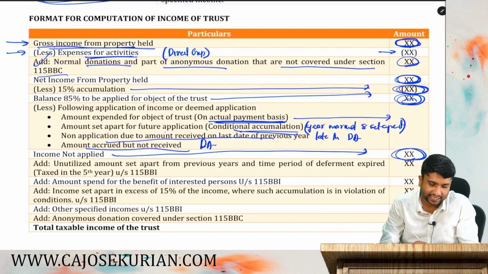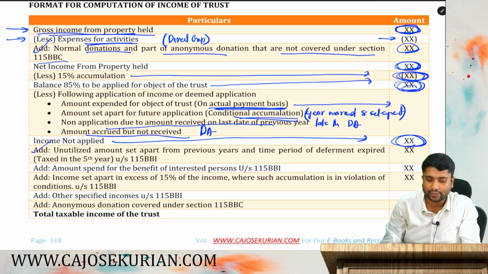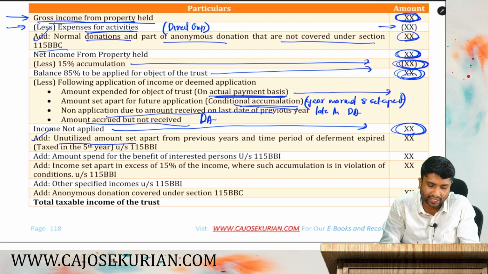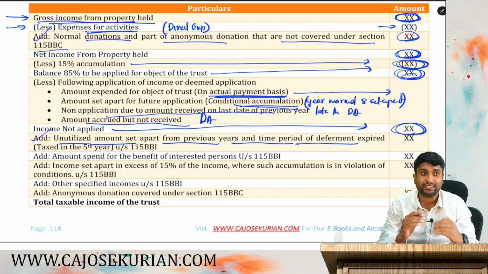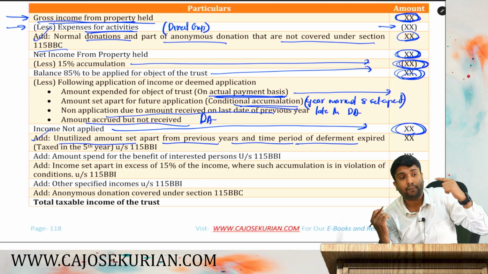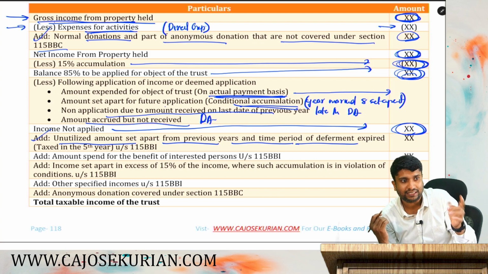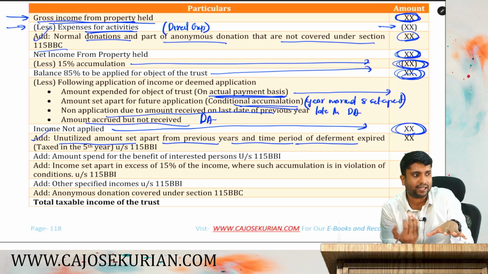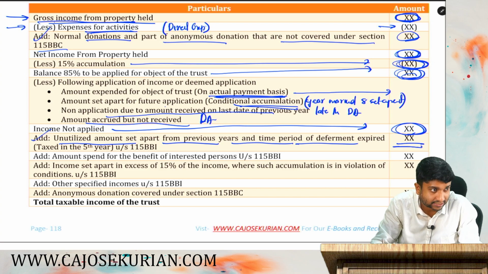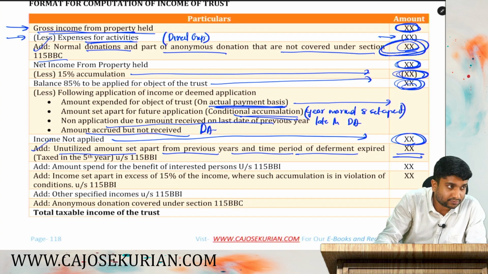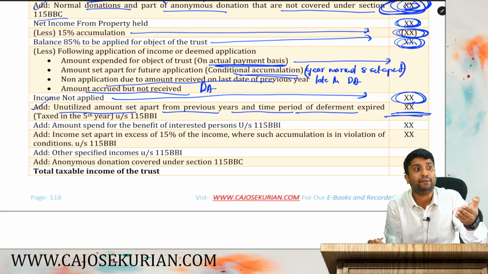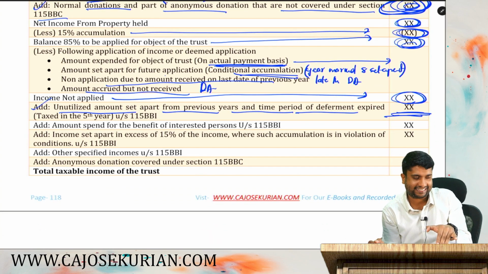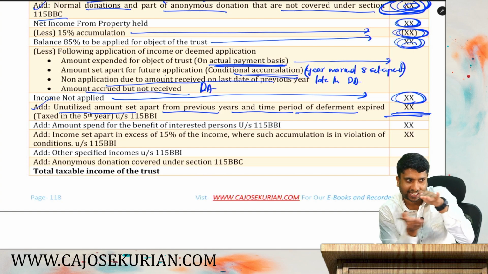Now, along with that, add certain items. What are the things that you have to add? Number one, can you read? Unutilized amount set apart from previous year and the time period of deferment expired, that is taxed in the 5th year. Do you remember conditionally accumulated amount in last years? Maximum conditional accumulation shall be for 5 years. This is the 5th year and there is some unutilized balance that has to be treated as an income over here, not over here. It should come under. Are you with me? But why? Because from that you cannot again claim accumulation. That's why it's under.